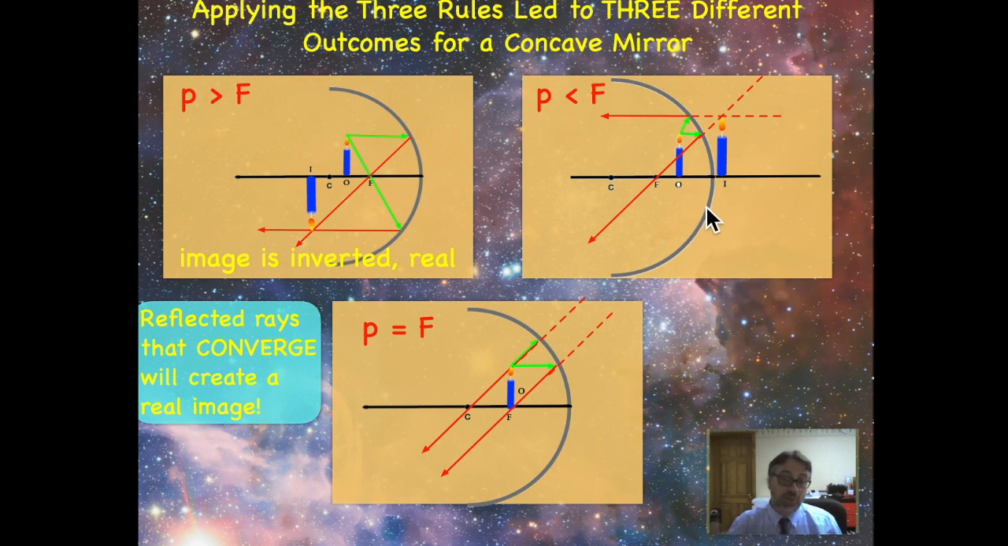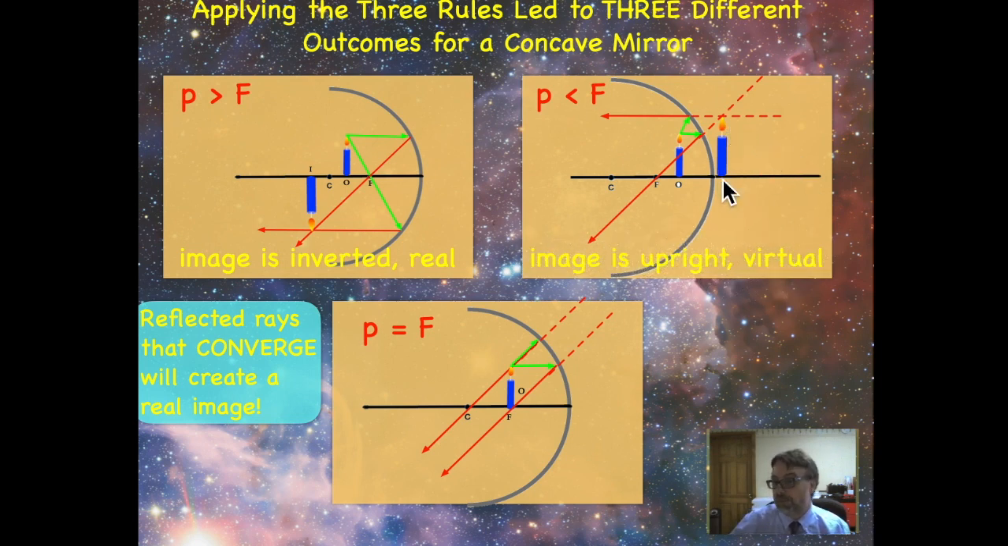Now in this case, when we applied those same three rules, a parallel ray reflecting through the focal point, a ray coming from the focus reflects parallel, we saw that they did not cross on the real side of the mirror. And as we did with plane mirrors, if the reflections do not cross on the real side, we project those reflections backwards to see where they do cross. Here, the two reflections cross behind the mirror, and I get a large virtual image.